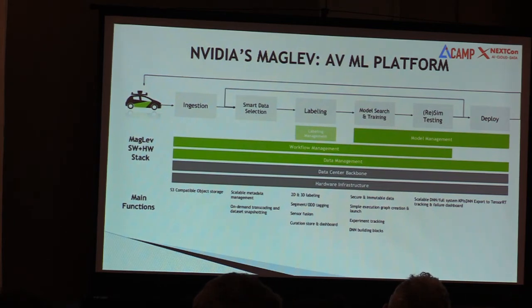So we have multiple blocks, right? One is low-level hardware infrastructure, then all the data center backbone, which is all the software we use on top of this hardware. And then we have all these functional blocks like how to manage data, how to manage workflows, and how to manage models. I'm not going to talk about labeling management because this is on a different plane here, and it's a problem in itself. So I'm not going to go into that too much.